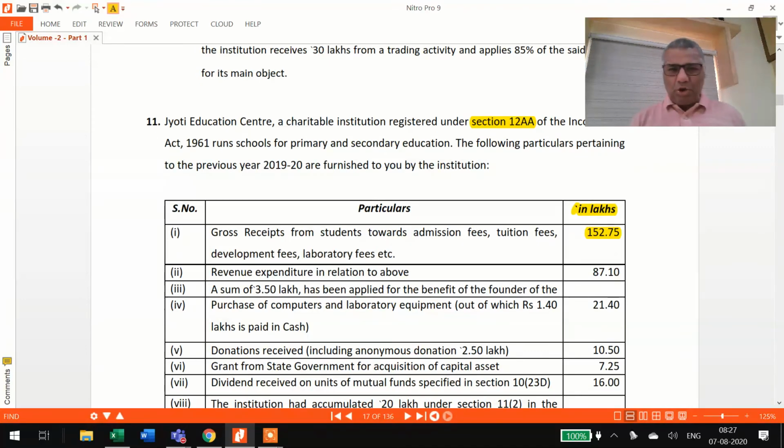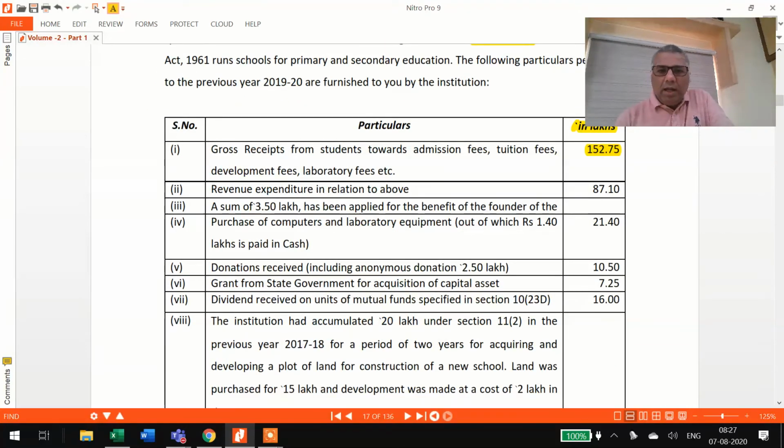Okay, small trust. Revenue expenditure. A sum of 3.5 lakh has been applied to the benefit of the founder of the trust, which is included in 2 above. The thing that is missing is: 3.5 lakhs has been applied to the founder of the trust, which is included in 2 above.